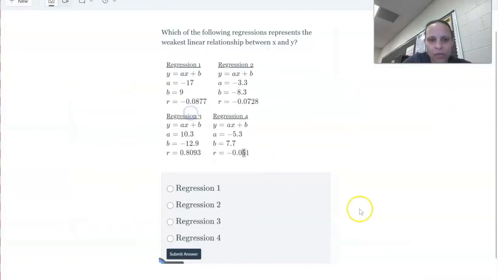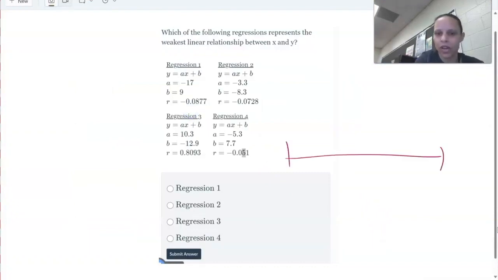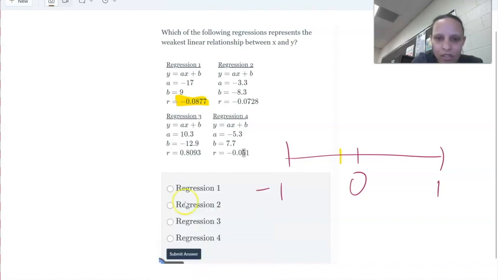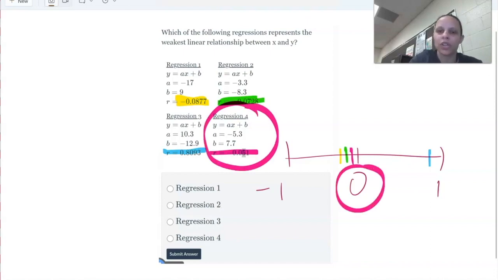Okay, so let me do this one more time just in case you can't visually see it. So again, you have negative 1, 1, and whoever's closest to 0 is going to be the weakest. So let's do this one. This one is negative 0.08, so very close to 0. So over here. All right, let's do this one. This one is also very close to 0, 0.07, so that's going to be inside here. All right, then this one is positive 0.8, so it's on the other side, but it's not 0.08, it's 0.8, so that's really close to 1. And then this next one is negative 0.5. So this one must be the closest one to 0, and therefore the weakest, so regression 4.